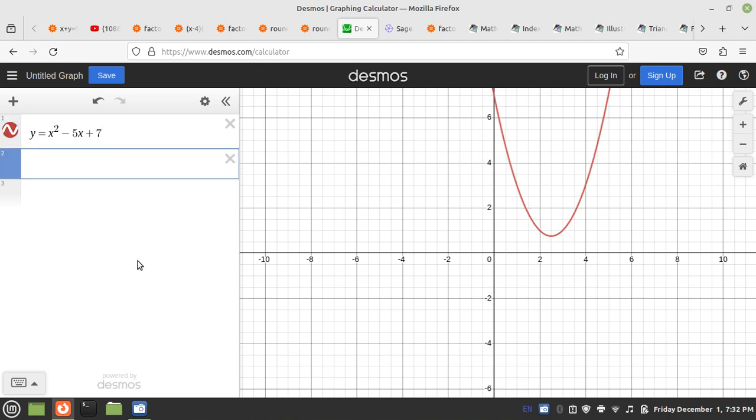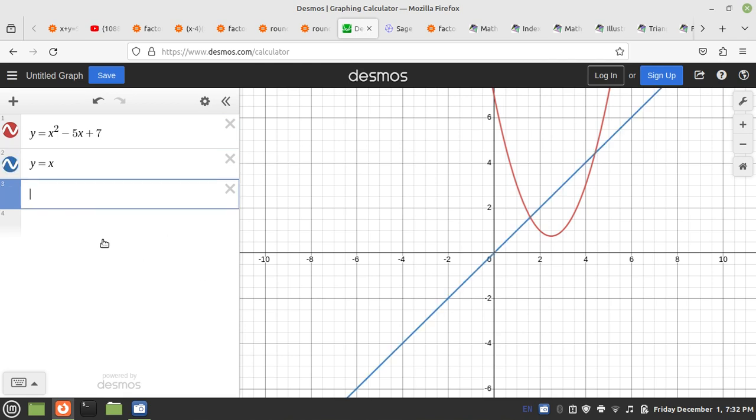You can draw graphs like, say, y equals x. This is a straight line, and you can show that okay, when you shift the graph say 1 unit above, or say 1 unit to the left, like this. So you can show the students.